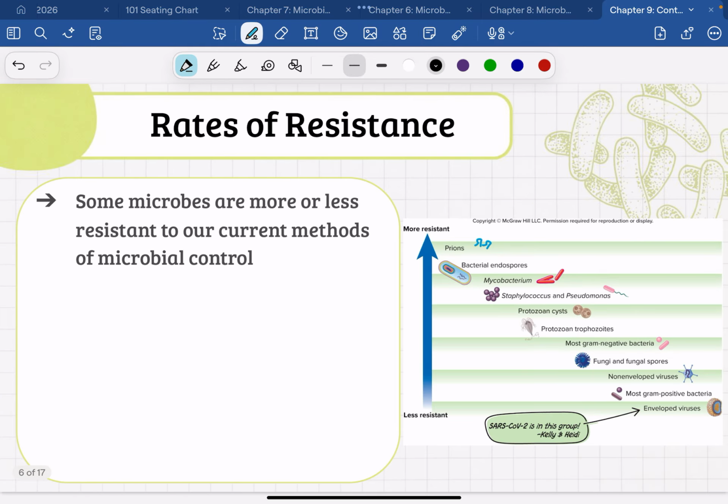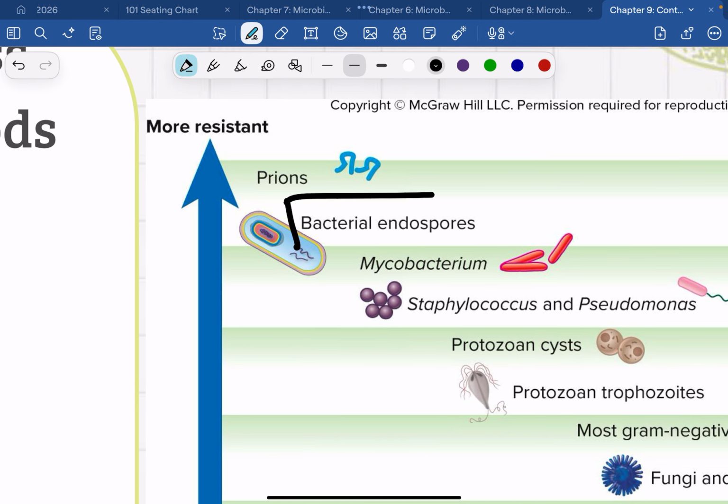Okay, so some microbes are more or less resistant to our current methods of microbial control. Obviously, these endospores are at the very top of the most resistant. They are the hardest to kill. Prions, which we'll talk more about later, but I wouldn't worry about right now, are the most resistant. But those endospores are incredibly, incredibly resistant to most methods that we have for control. So in a situation where we expect an organism capable of producing endospores, we take extra precautions.